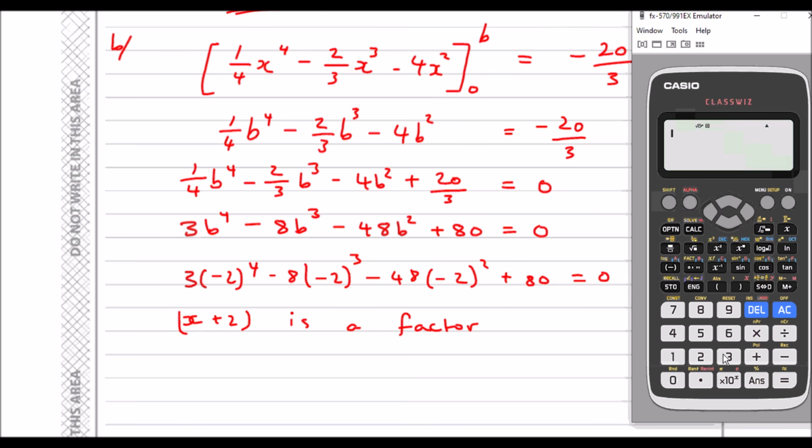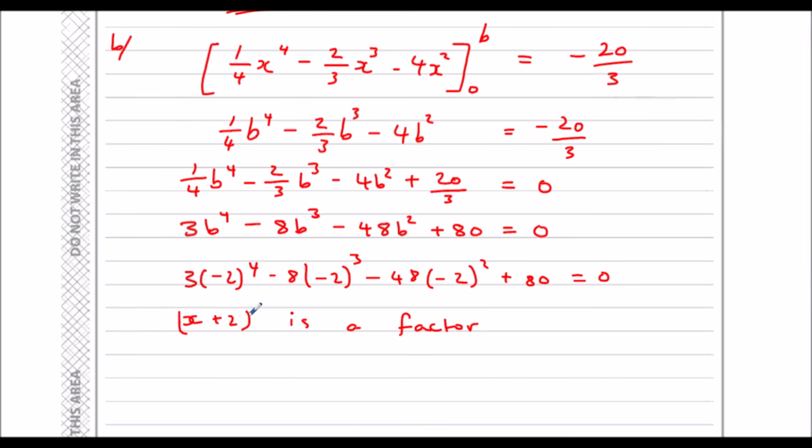So if we check this, that will tell us that we've got the right equation that we're working with. So 3 times negative 2 to the power of 4 minus 8 times negative 2 cubed minus 48 times negative 2 squared plus 80. And that's 0. So we know that this is correct. We're working with the right thing. And now it's just a case of factorizing it. So b plus 2 is a factor.